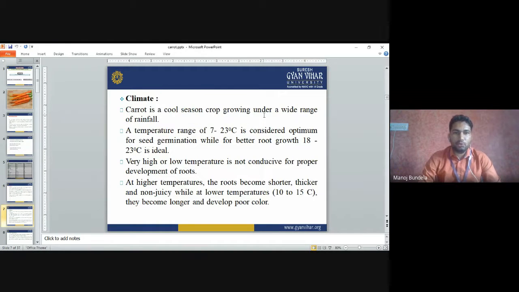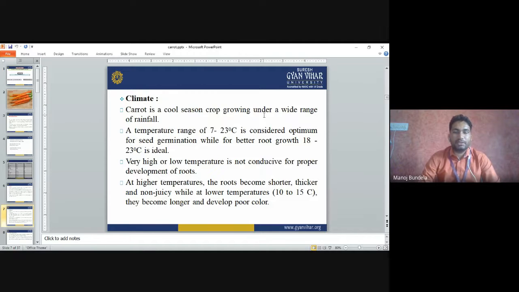Climate: carrot is a cool season crop growing under a wide range of rainfall. A temperature range of 7 to 30 degrees centigrade is considered optimum for seed germination, while for better root growth, 18 to 23 degrees centigrade is ideal. Very high or very low temperature is not conducive for proper development of roots.